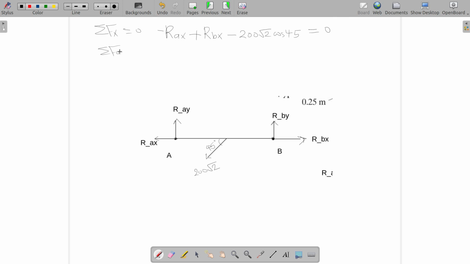Net force in y direction should be 0, so that means that RAY acting upwards, RBY acting upwards positive, and minus 200 root 2 cos 45 or sin 45, both are same, is acting downwards, so sum should be 0. So these are the 2 equations, and you can write down a third equation if you like.